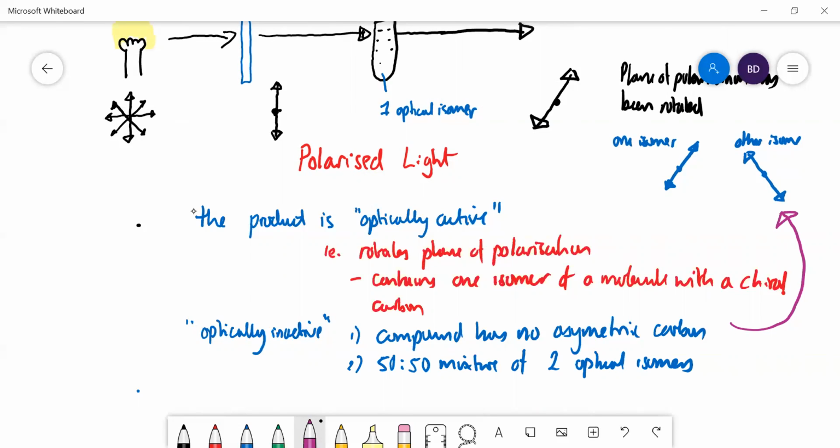Now this 50-50 mixture, and we'll come to this term again, has another jargon word. It's called a racemic mixture. So a racemic mixture is when you have a 50-50 mixture of two optical isomers, two non-superimposable mirror images of each other. Okay, so I think we'll leave that there.